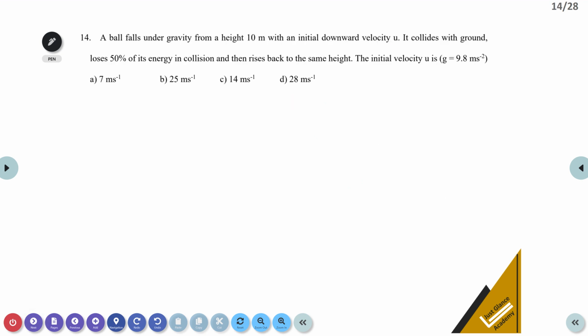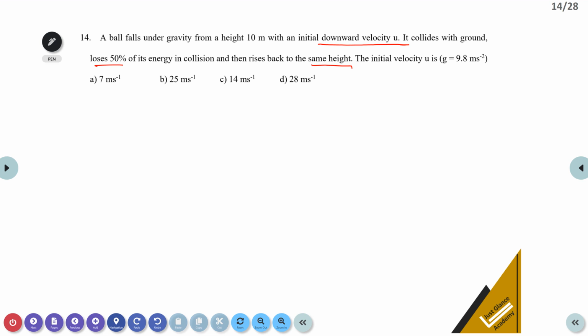Okay. Next, 14th. A ball falls under gravity from a height of 10 meters with an initial downward velocity, not free fall. The body is not falling freely, but with some initial velocity. It collides with the ground and loses 50% of its energy in the collision and then rises to the same height. Students, read the question properly.